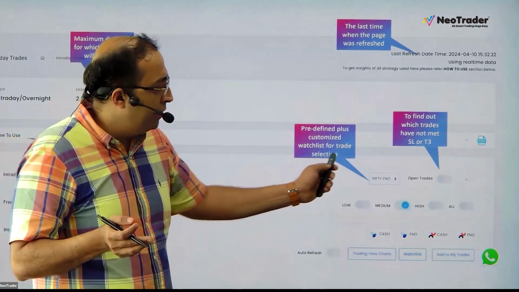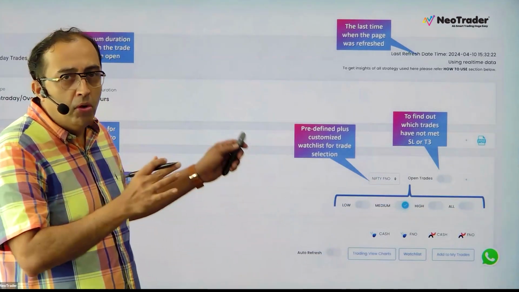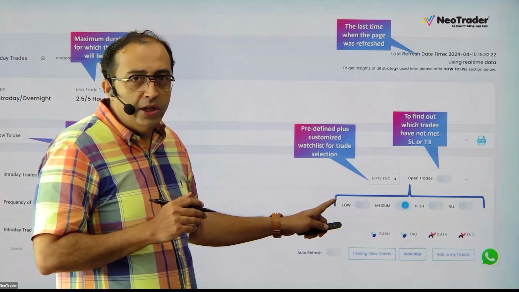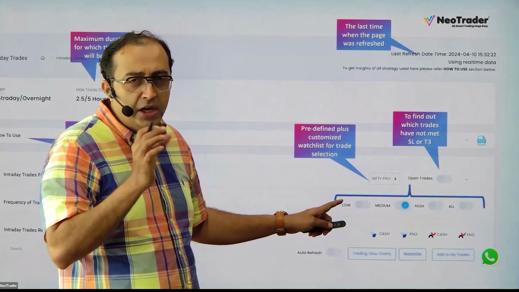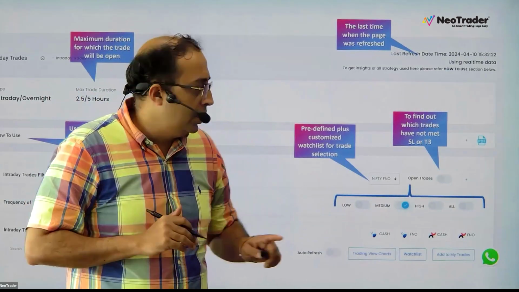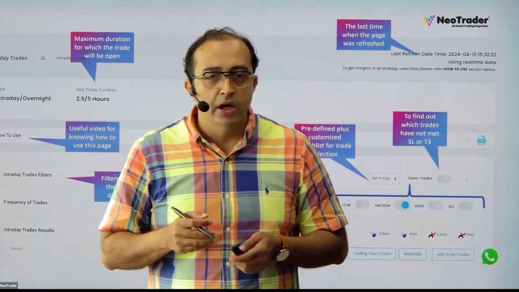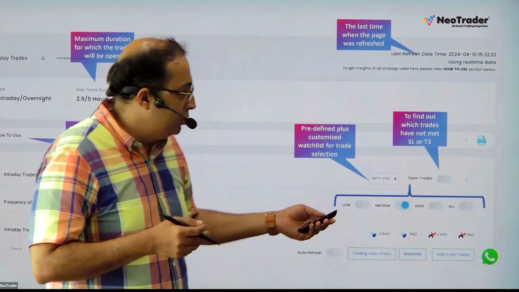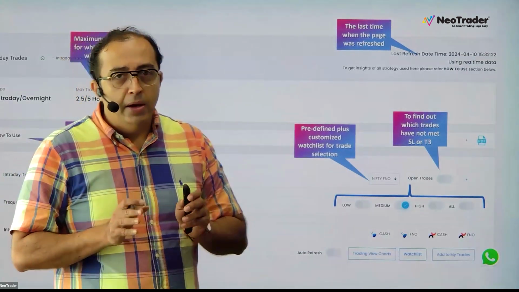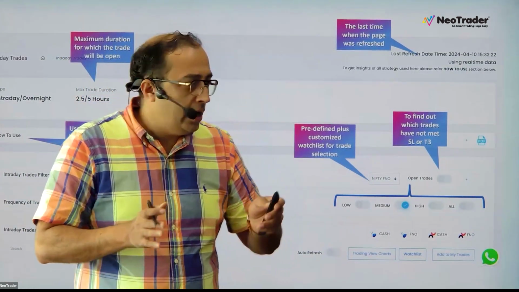Now, if you can see here, this page is similar in most of the elements. There are certain different features in each of the pages, but otherwise the majority of the construct is similar. Here, based on your trading frequency, if you want to trade more, you select high. If you want to trade less, you select low. Otherwise, medium is the default option where the trades will appear.